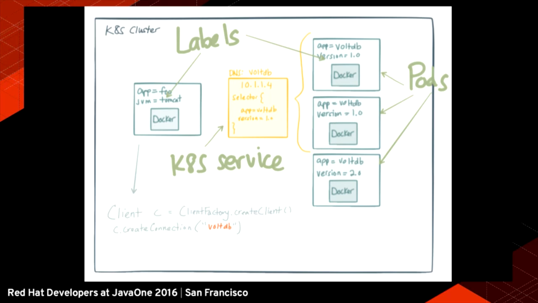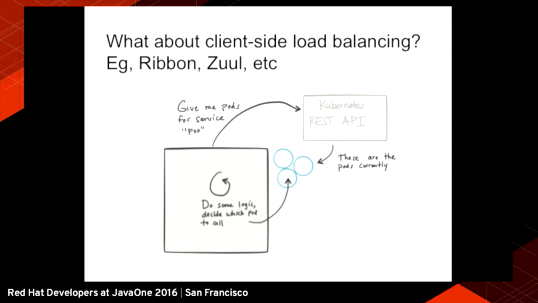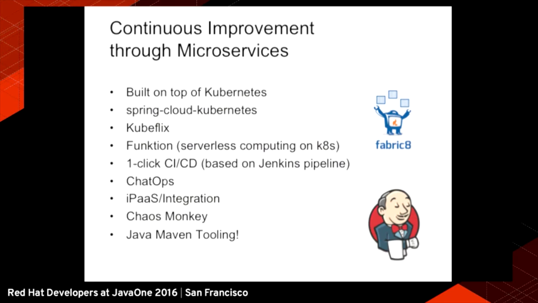What if you do want to do client-side load balancing or client-side discovery? Then again, use Kubernetes API and then embed those libraries in your client when you need it. If you need to do complicated domain level routing, then bring those client libraries in, rely on the Kubernetes API, which knows of all of those pods and labels and all that stuff. And then you can do that client-side load balancing if you need it, but you probably won't need it for a good majority of use cases.